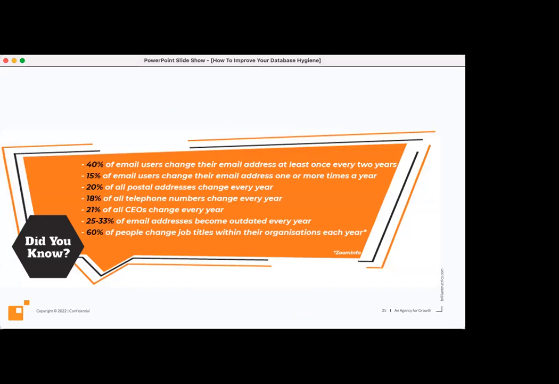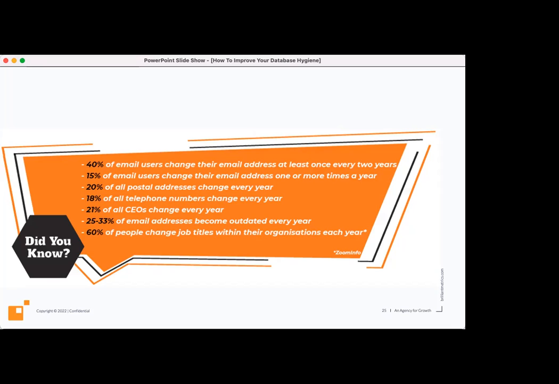If 70% seems high, think about it in this context. ZoomInfo released these stats on what contributes to B2B data decay. 40% of email users change their email address at least once every 2 years. 15% of email users change their email address one or more times a year. 20% of all postal addresses change every year. 18% of telephone numbers change every year. 21% of all CEOs change every year. Between 25 and 33% of email addresses become outdated after a year. And 60% of people change job titles within their organization each year.